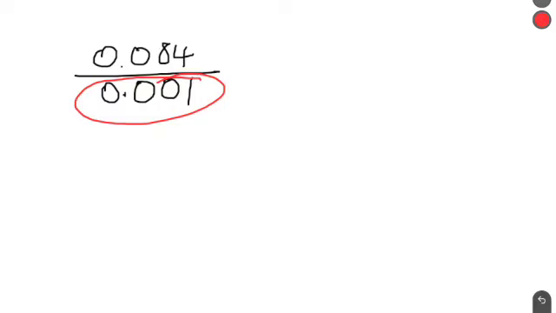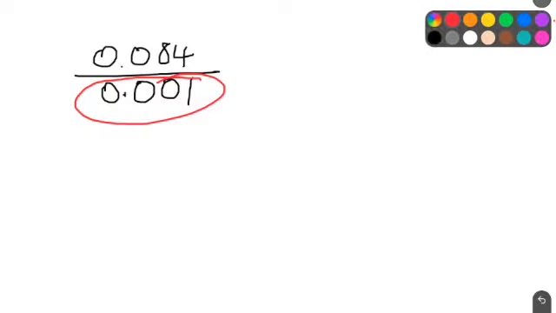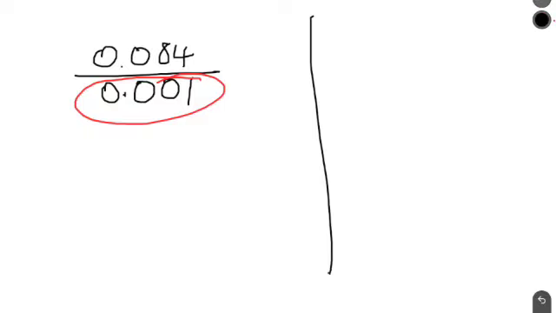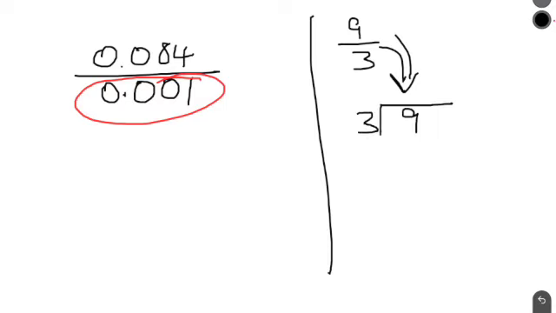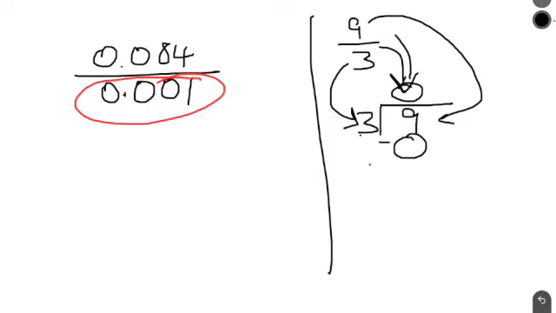So the first thing that we want to do is we want to make our denominator a positive number or a whole number. So before, when we had two numbers where we had to divide 9 divided by 3, what we would then do is we would put the 3 outside of our bracket, and put the 9 inside, and then we would proceed with the division problem. We would say 3 times a number would equal some number that we could proceed with.